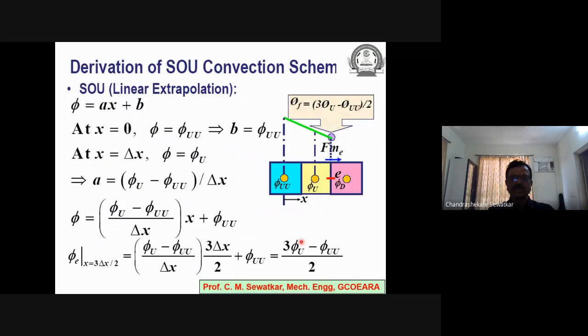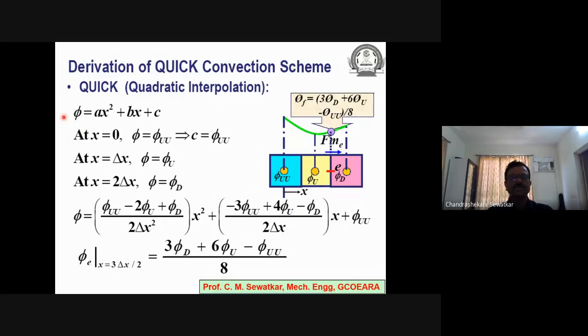Of course, we need to decide whether I'm going to use a second order upwind scheme or not. The next important scheme is QUICK, quadratic upstream interpolation. SOU is extrapolation, but this is interpolation. Here, it involves one downstream and two upstream values. And we use the quadratic equation phi is equal to ax squared plus bx plus c. At x equal to 0, phi is equal to phi uu. That gives me c is equal to phi uu.